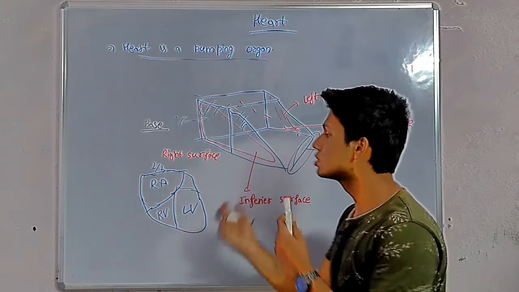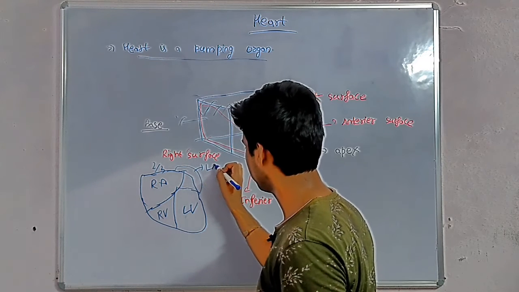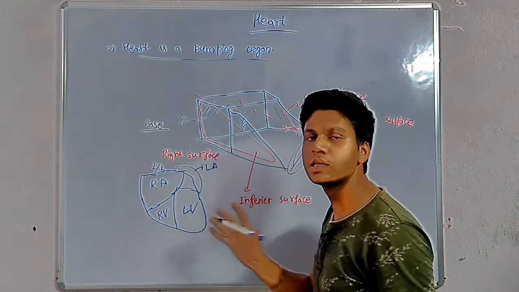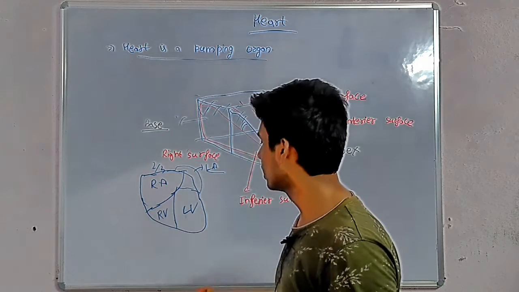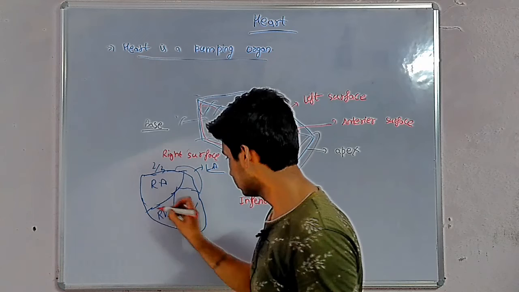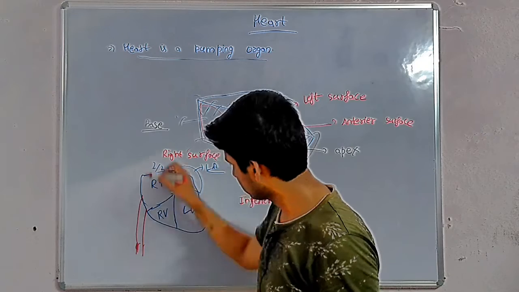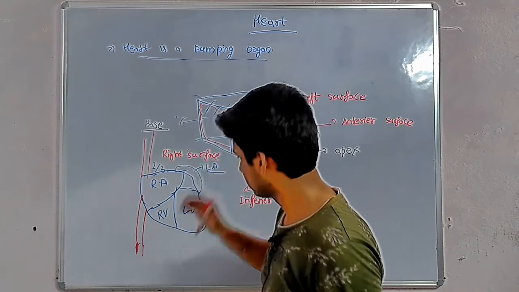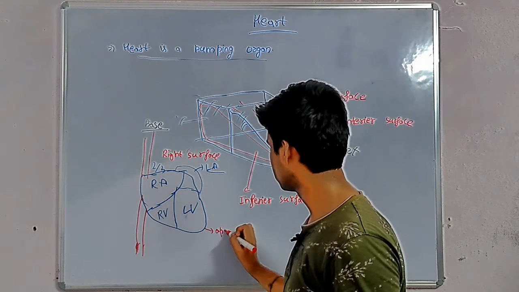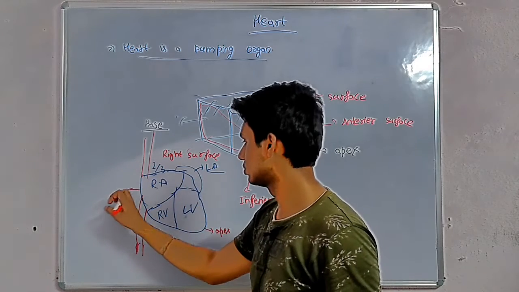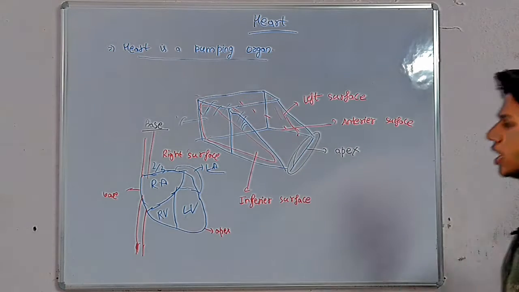The left atrium is present posteriorly. This is the left atrium. It cannot be seen from the anterior surface. Then from here some vessels are emerging, exiting and entering the heart. These are some major vessels. This is the apex and this is the base posteriorly. So first draw this diagram.